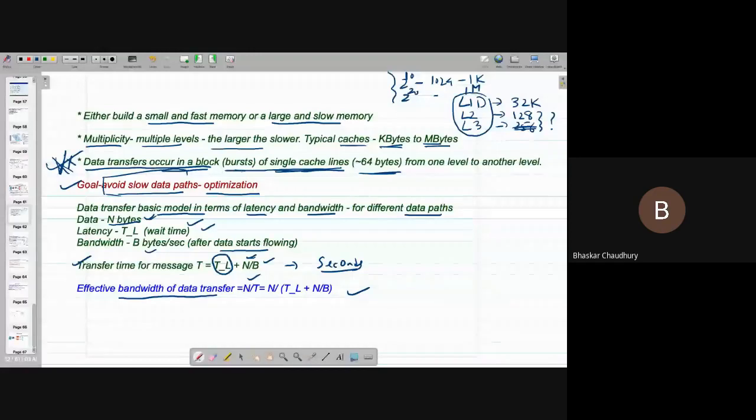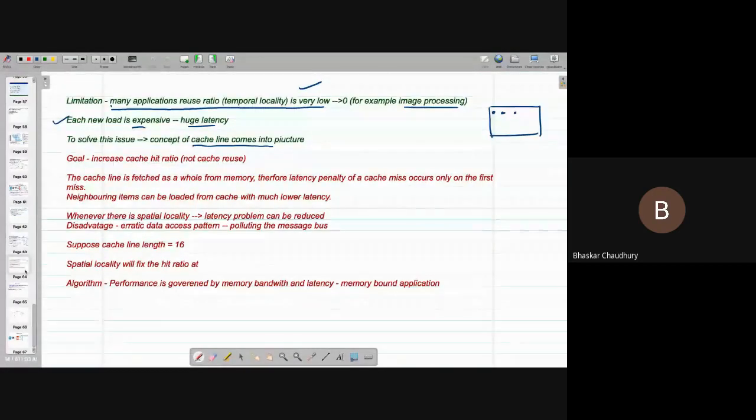The data transfers occur in a block of a single cache line, which is typically 64 bytes. Now we can see how that concept is utilized. Once again, I would like to highlight, many times students get confused that this is cache reuse. Reuse is associated with temporal locality. Now we are talking about cache hit ratio, not cache reuse ratio. We are talking about how we can utilize the cache hit. That is where the concept of spatial locality comes into the picture.